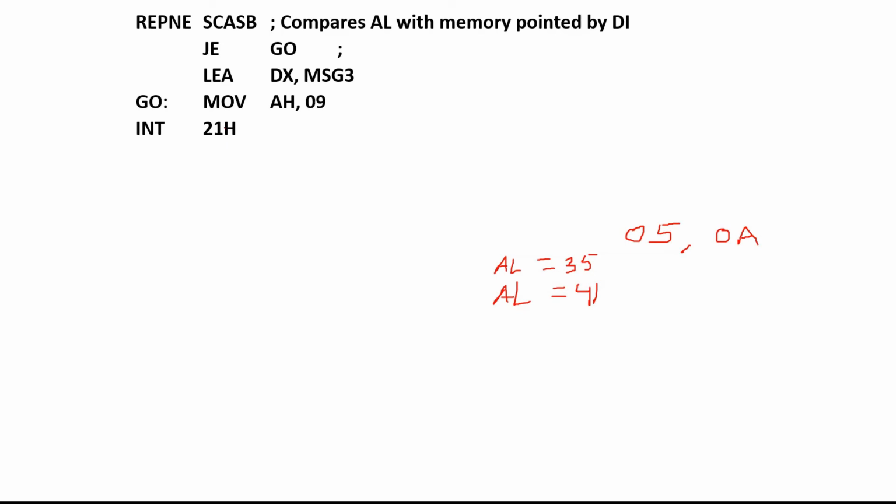This is MOV AH, 09 and INT 21, which will display the string. So what does DX contain if equality happens? DX contains the effective address of message 2. If equality doesn't happen, then DX will contain the starting address of message 3, and that will be displayed. So either message 2 is displayed if equality happens, or message 3 will be displayed. Then we stop the program and exit, for which we use MOV AH, 4C and INT 21.